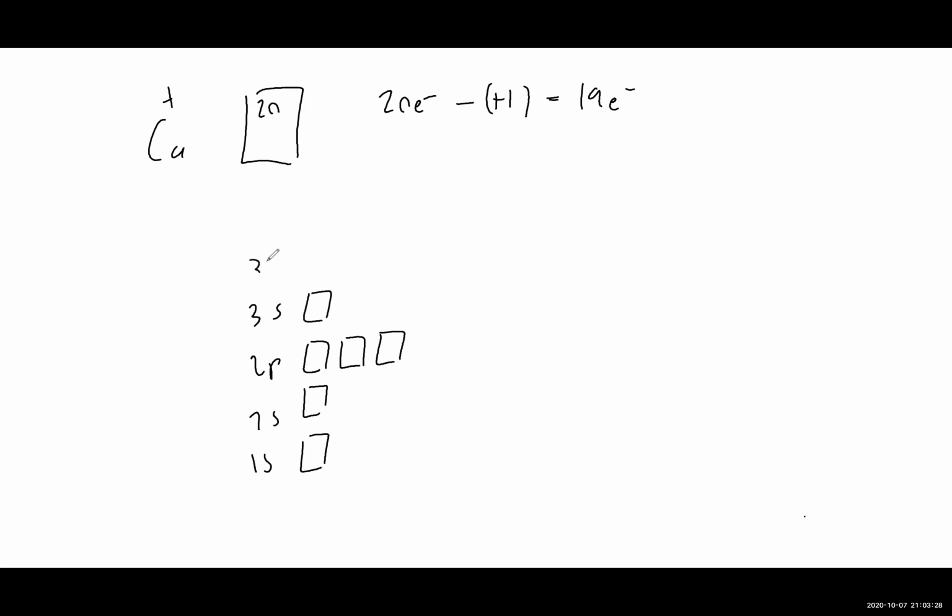And then we fill in our orbital box diagram from lowest to highest energy. 2, 4, 6, 8, 10, 12, 14, 16, 18, 19. Does that make sense to everyone? I chose potassium plus because it's harder to look up and it requires a little bit more of an understanding of counting electrons. Any other questions on this example?